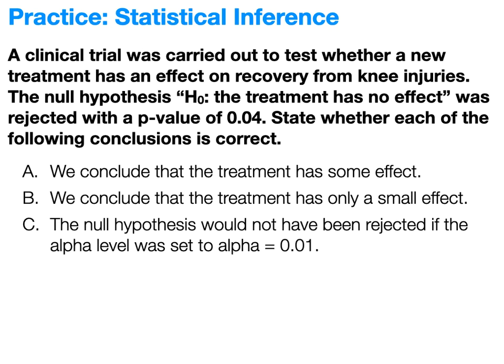Okay, here's another practice question. Suppose that a clinical trial was carried out to test whether a new treatment had an effect on people's ability to recover from a knee injury. And the null hypothesis is this new treatment has no effect. And suppose the study rejected the null hypothesis with a p-value of 0.04. Now, for each of A, B, and C, I want you to state whether it is a correct application or incorrect.